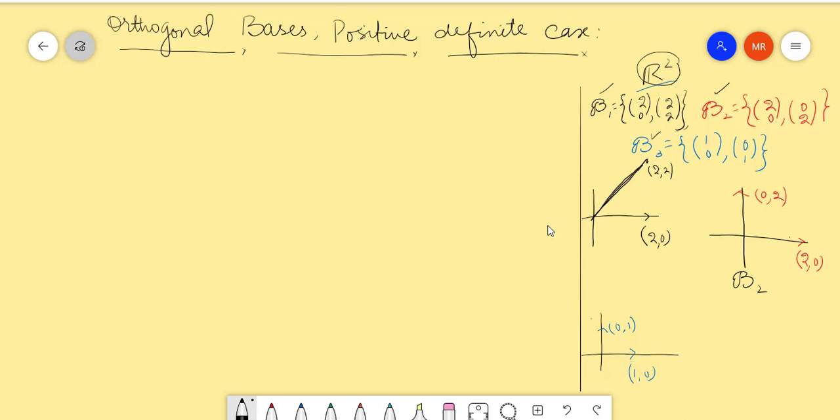In beta 3, there is one more additional feature: the vectors are perpendicular to each other, and each of the vectors is a unit vector. So, if the vectors of a basis are perpendicular, then we call such a basis an orthogonal basis. And if in addition to orthogonality, the length of each of its vectors is 1, that is, each of its vectors is a unit vector, then we call it an orthonormal basis.